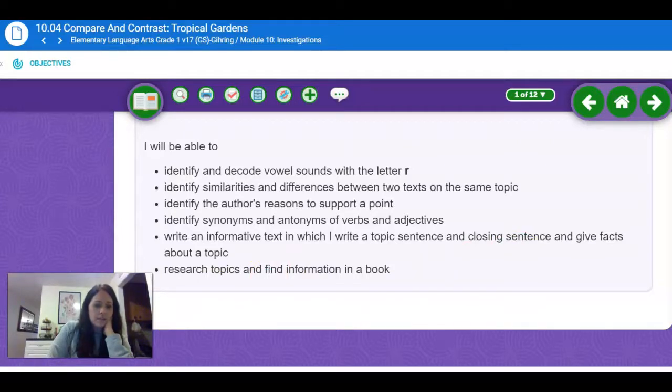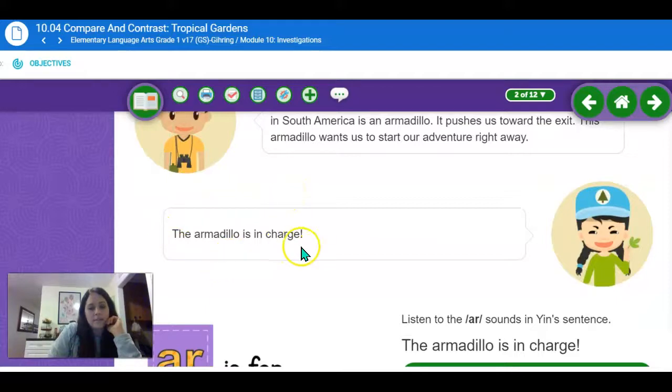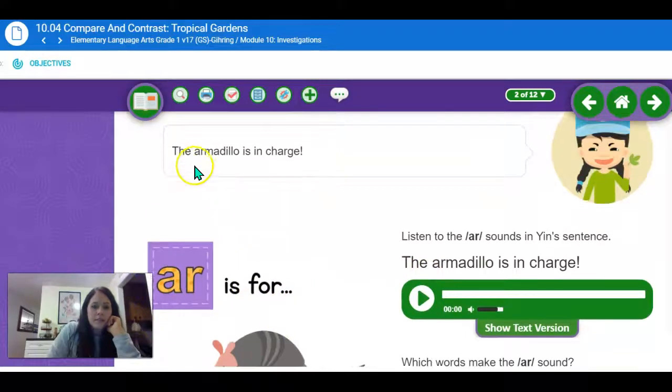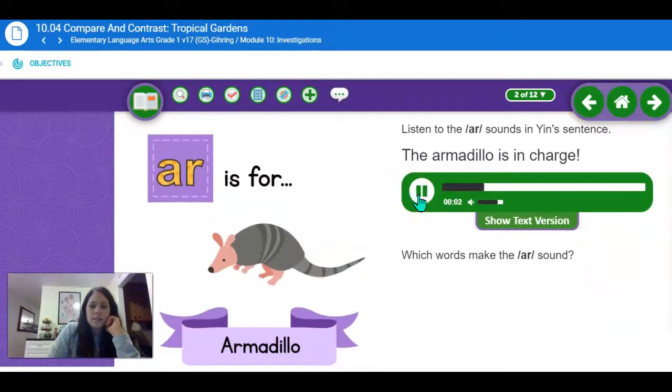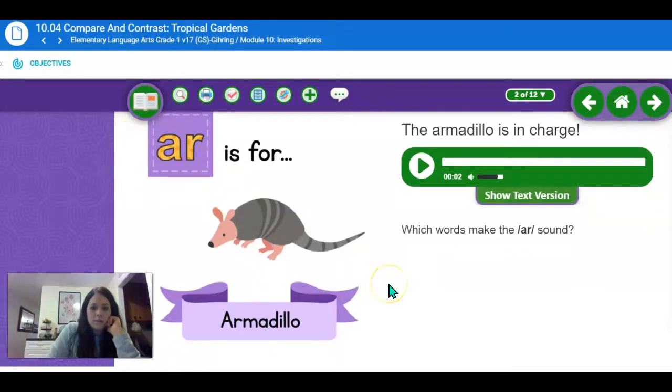Okay, let's get started. In today's lesson, we are visiting South America. So the first thing we see when we get off the plane is an armadillo. It pushes us towards the exit. The armadillo wants us to start our adventure right away. The armadillo is in charge. So if you look at the word armadillo, it starts with AR. The armadillo is in charge. Okay, and that's that AR vowel combination we are going to work on.